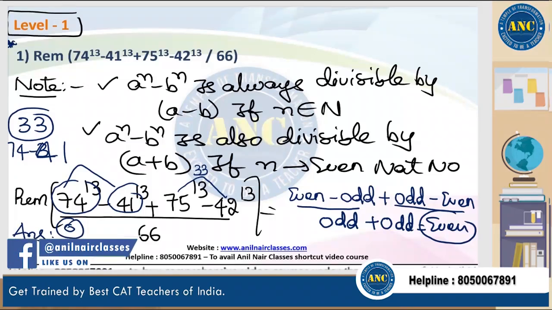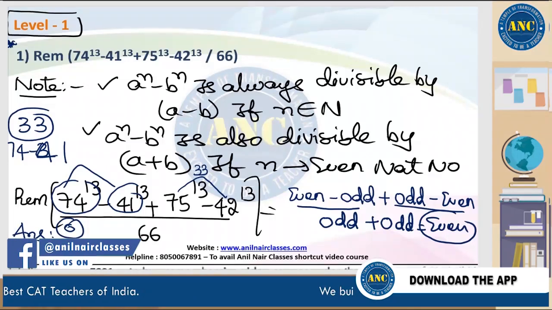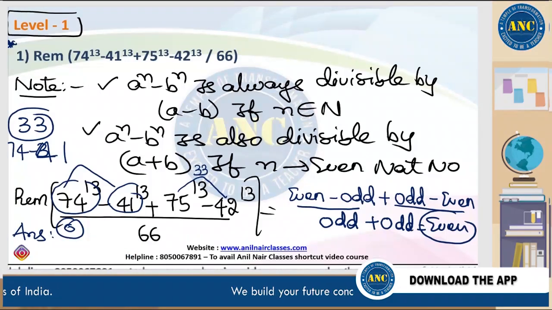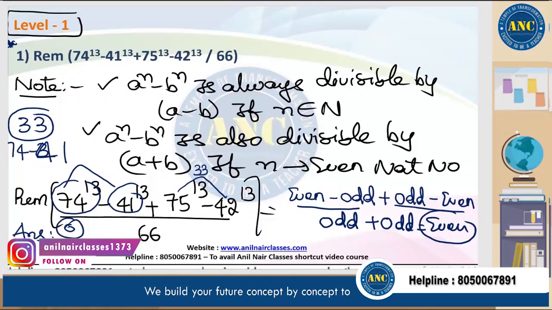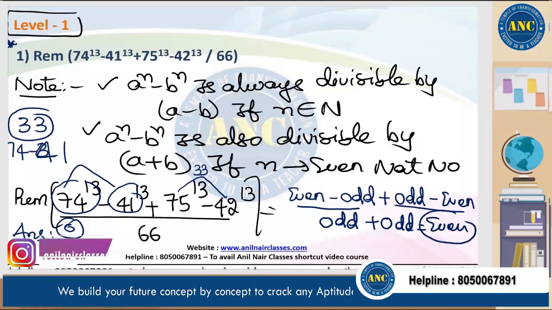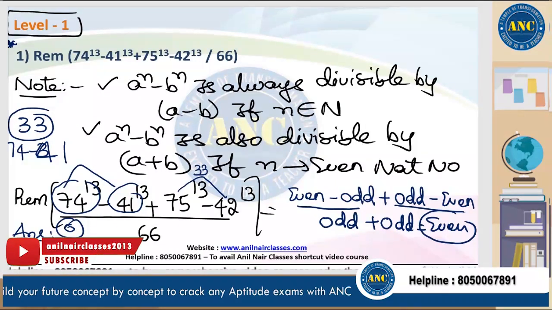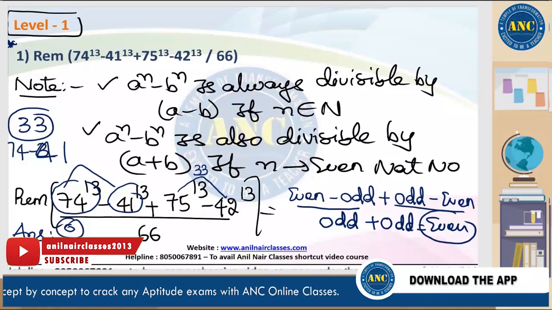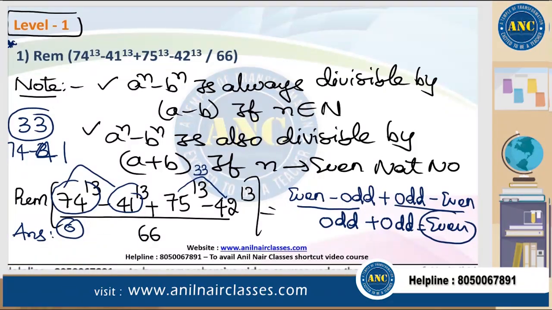This is an original exam model question. I hope the power concept is clear. Manish, that is what I said. I repeat for you, beta: power is a natural number. a power n minus b power n is always divisible by a minus b. I hope the first concept is clear. First problem, I hope it is clear.